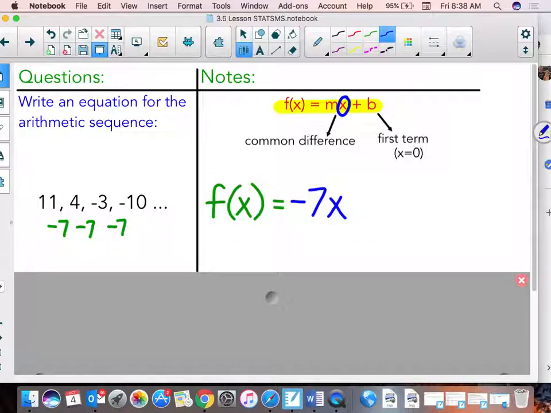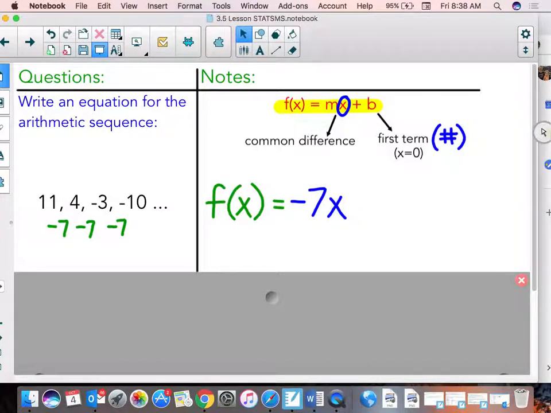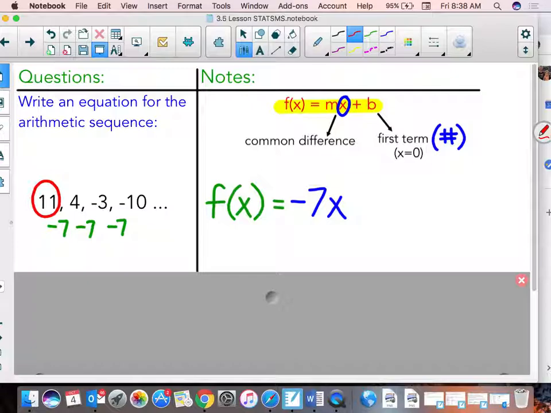So b is the first term in our sequence, meaning what is the first number in my sequence? Well, let's go over to our sequence. The first number in our sequence is 11. So here's what this equation means.